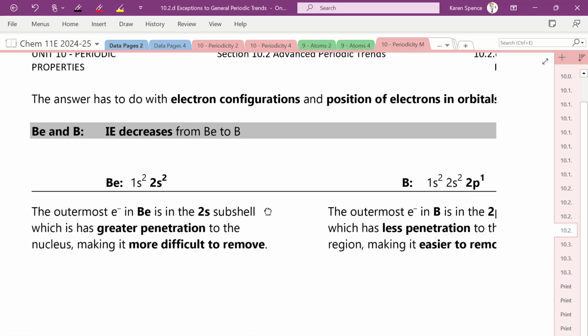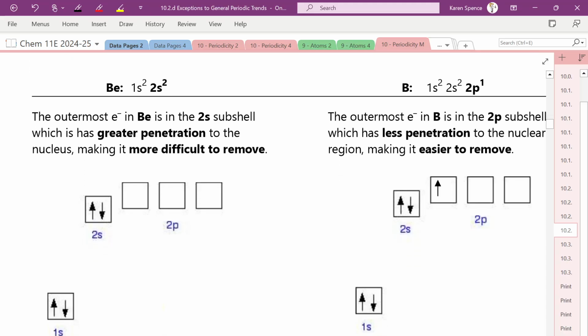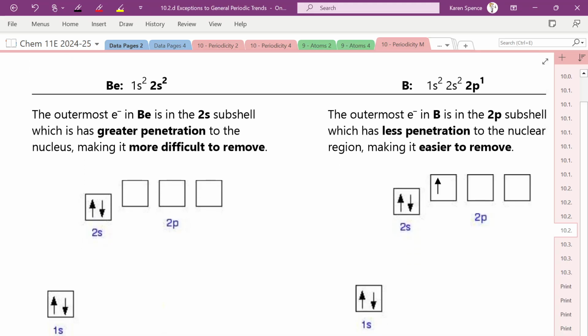And we actually probably have that here. The outermost electron in beryllium is in the 2s subshell. Do you remember I said we would talk about using the argument of penetration? This is where it comes into play.